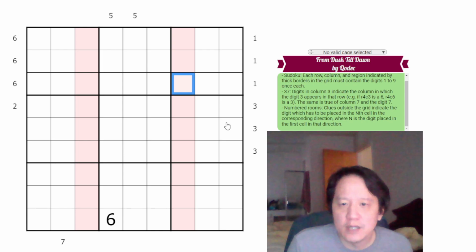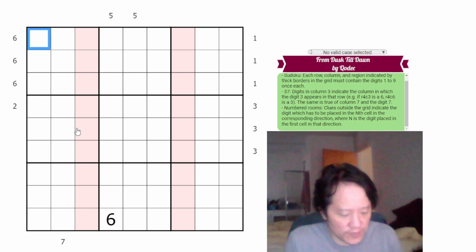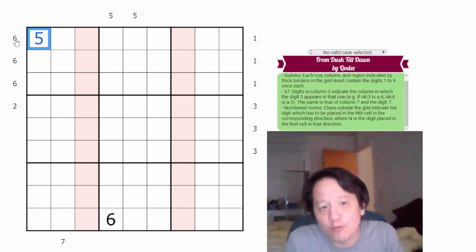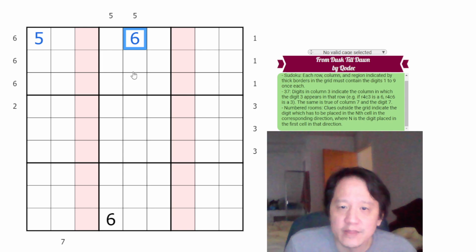Numbered rooms. Clues outside the grid indicate the digit which has to be placed in the nth cell in the corresponding direction, where n is the digit placed in the first cell in that direction. So, for example, if this was a 5, that would mean that the 6 would have to be placed in the 5th column. So this would have to be a 6. And that's what a numbered room clue is. And those are all the rules.